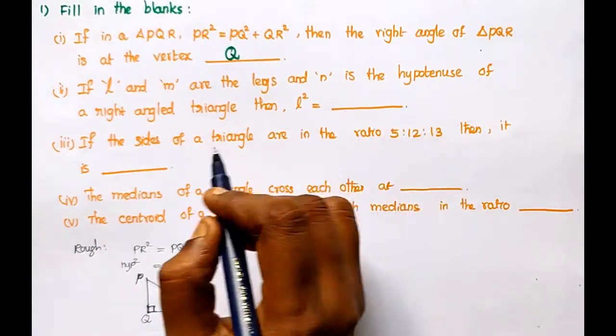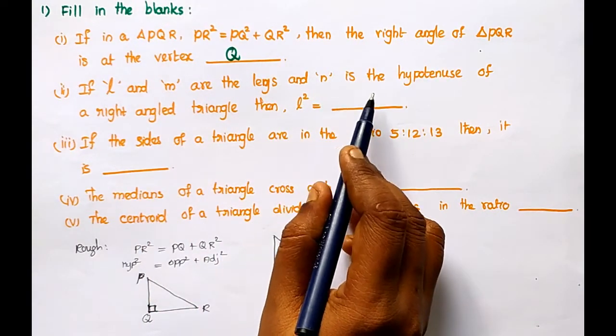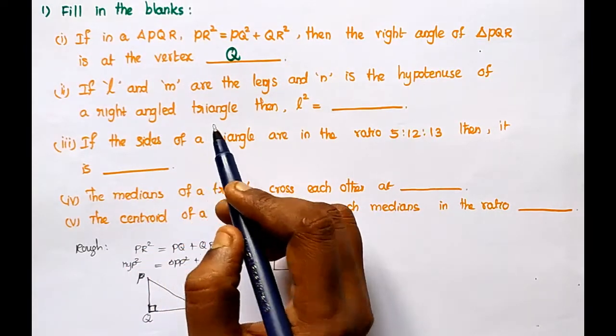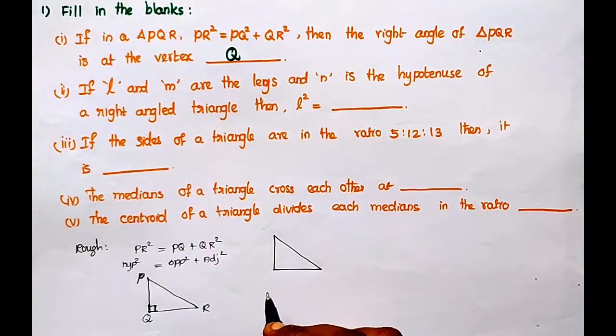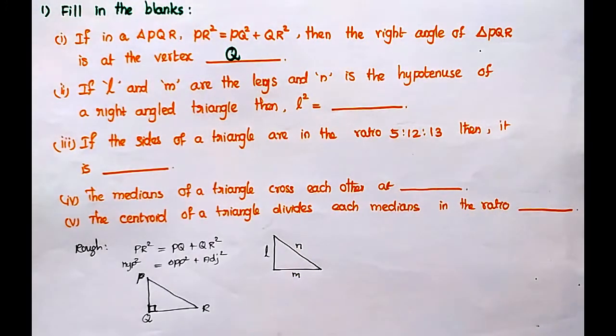N is the hypotenuse of the right angled triangle, and L and M are the legs. So here L, here M, N is the hypotenuse they gave. So what is the formula here? Hypotenuse squared, that is N squared equal to L squared plus M squared. That is the formula. Hypotenuse squared equal to opposite squared plus adjacent squared.